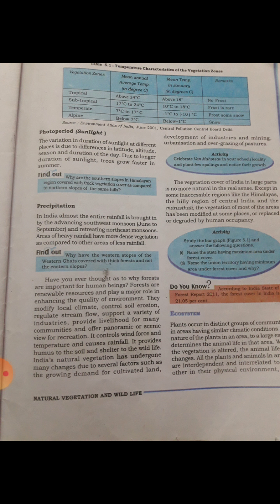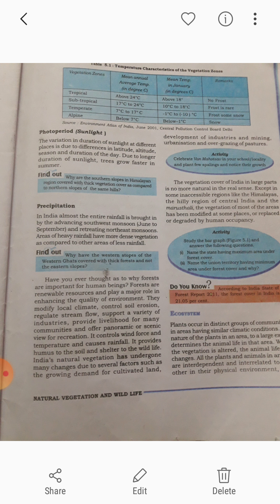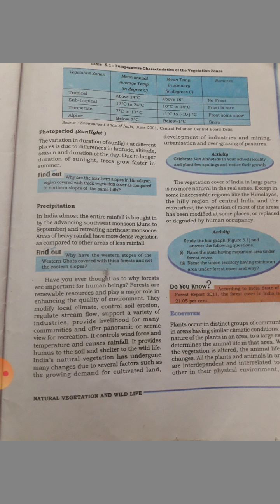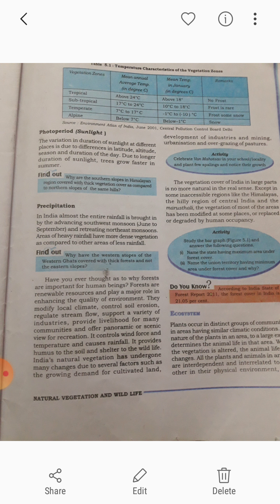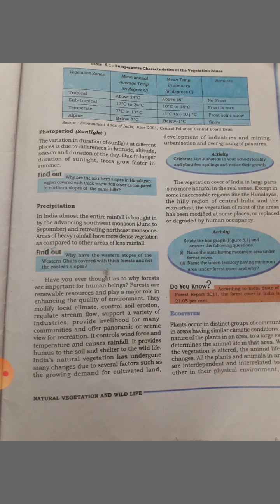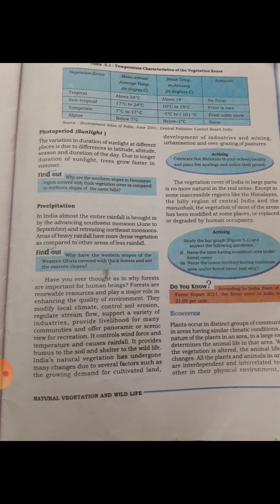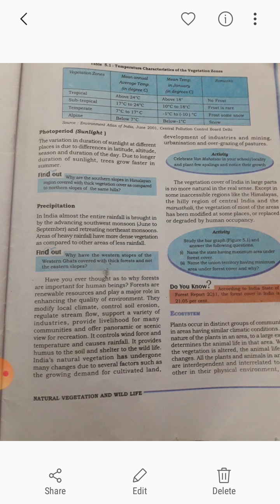Clear? Now, vegetation covering large parts of India is no longer natural in the real sense. You can find it in the Himalayas, the hilly region of central India, and the Marusthali. The vegetation in most of the area has been modified at some places, or has been replaced by human occupancy.